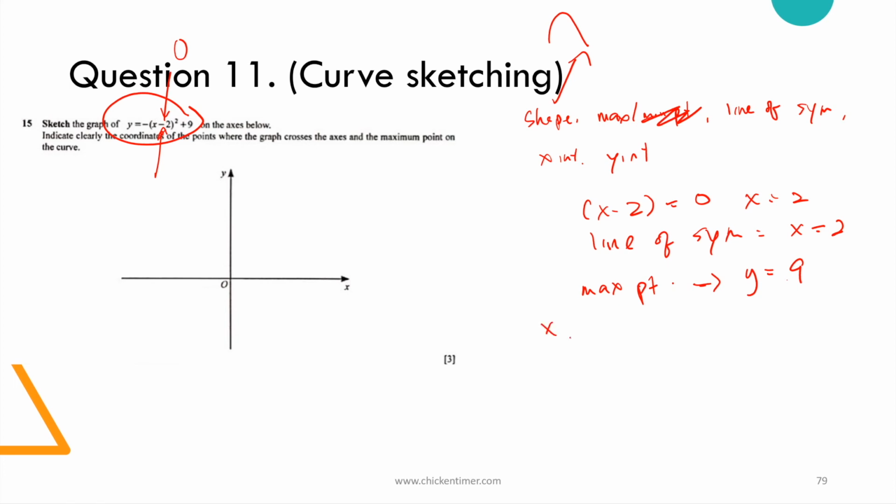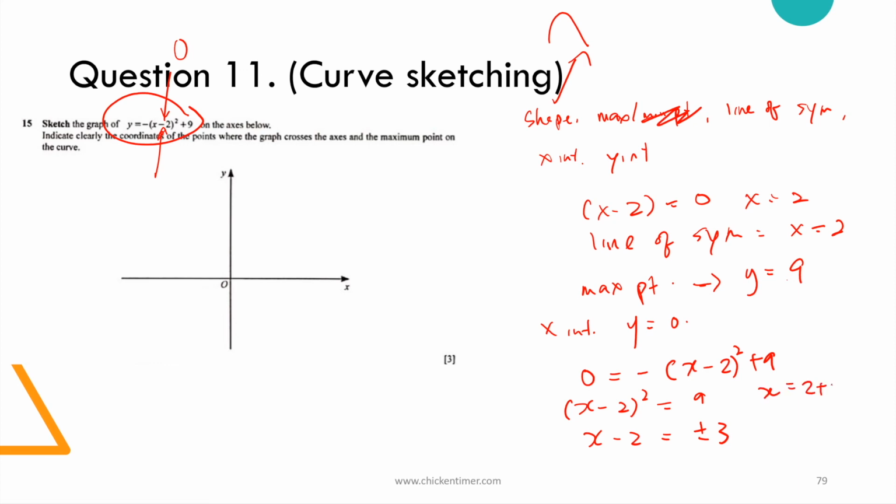Then to find the x-intercept, you set y equals 0. So 0 equals negative (x minus 2) squared plus 9. So (x minus 2) squared equals 9. x minus 2 equals plus or minus 3. So you get x equals 2 plus 3, 2 minus 3. So it'll be 5 and negative 1.